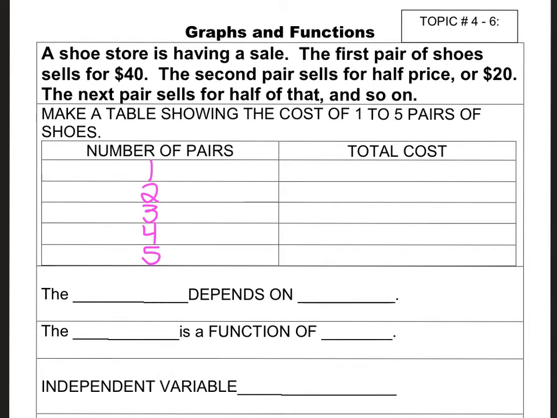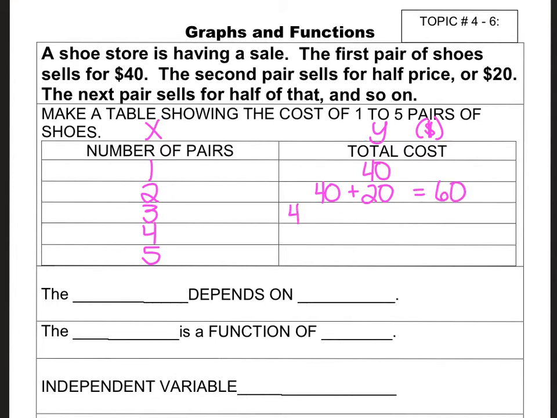and so on. So remember that in a table, X is in the first column and Y is in the second column. So we're going to try to figure out our cost. Well, they told us, and I'll go ahead and put dollars here, that the first pair of shoes was $40. So 1 pair cost us $40. Well, then if we buy 2, we get the first pair for $40 and the second pair for half of that, or $20. So 2 pairs for $60.